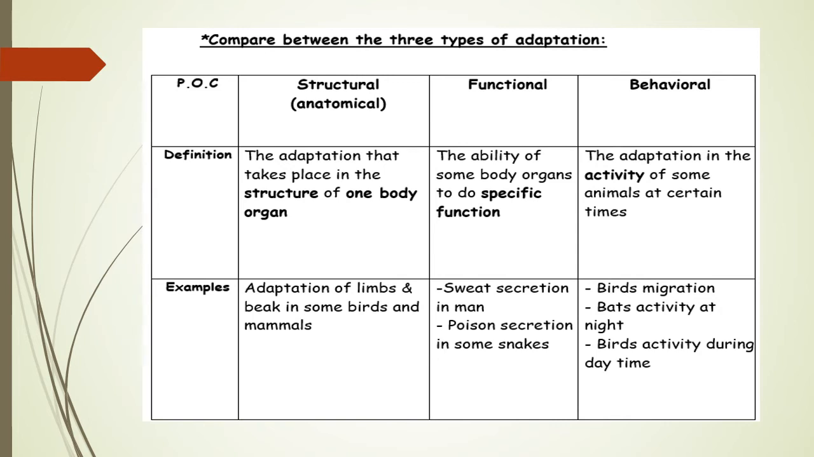Okay, this is a comparison between the 3 types of adaptation: structural adaptation, functional, behavioral. Okay, what's meant by structural? The adaptation that takes place in the structure of one body organ. Okay, functional adaptation, the ability of some body organs to do a specific function. Behavioral adaptation, the adaptation in the activity of some animals at certain times. Okay, and we have talked about these examples.